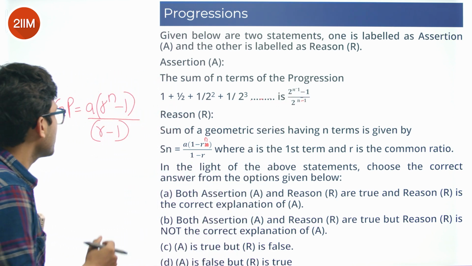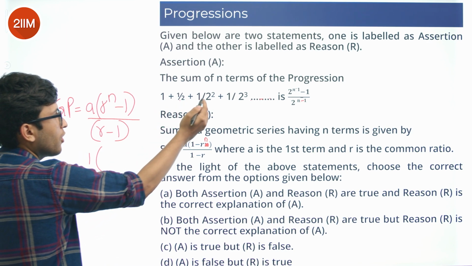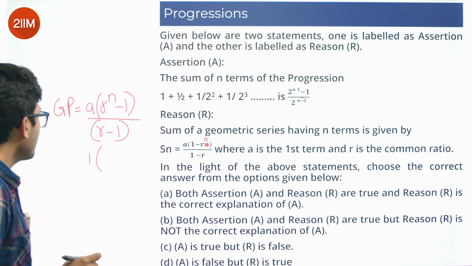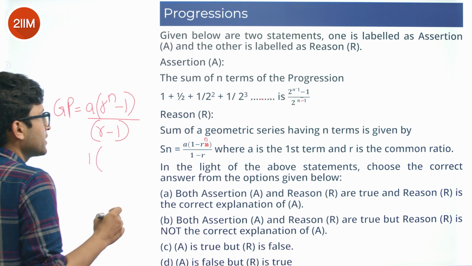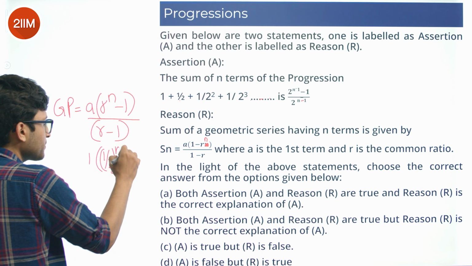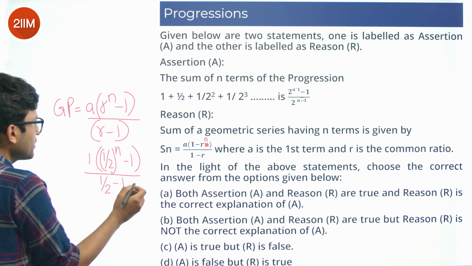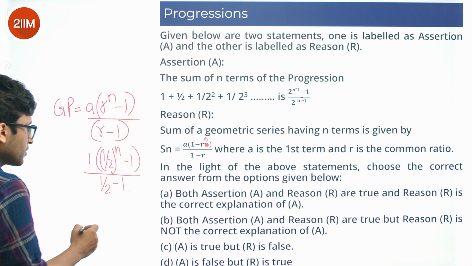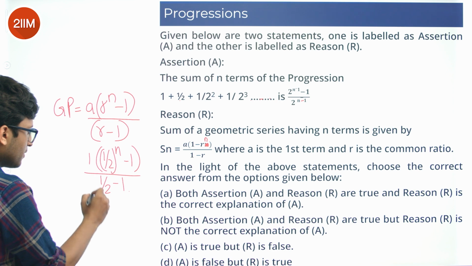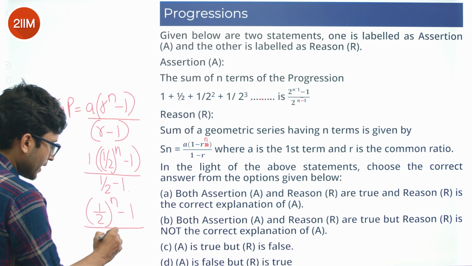So first of all, what is the first term, which is A, which is 1, and the common ratio is 1 by 2 by 1 or half, 1 by 4 by 1 by 2, which is always equal to half. So half is my common ratio in this case. So this will be half power n minus 1 upon half minus 1. Half minus 1 will be equal to minus half. So my numerator will be equal to 1 by 2 power n minus 1 upon minus 1 by 2.